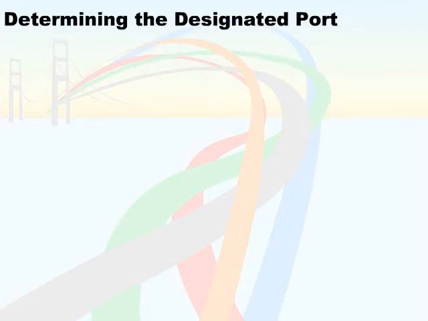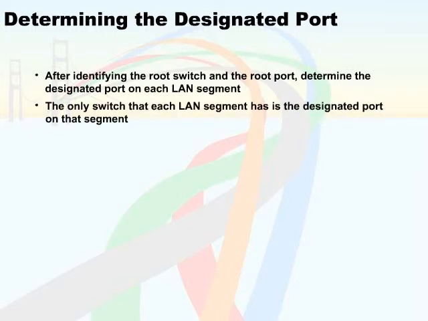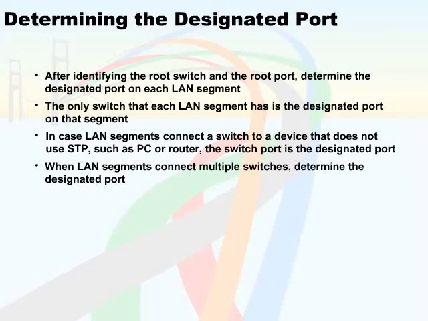We've now reached the last step to troubleshooting STP problems. After identifying the root switch and the root port, you need to determine the designated port on each LAN segment. Only one switch on each LAN segment is identified as the designated port on that segment. In case LAN segments connect a switch to a device that does not use STP, such as a PC or router, the switch port is the designated port. On the other hand, when LAN segments connect multiple switches, you need to determine the designated port.